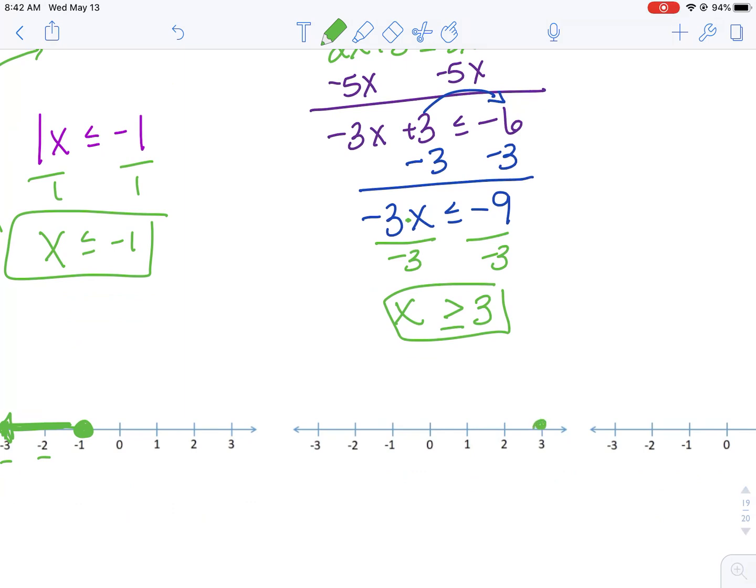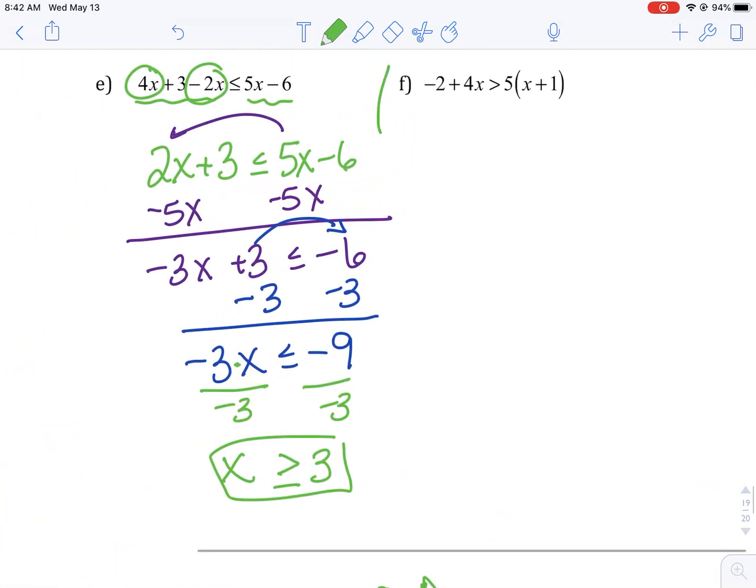Okay, my number line isn't quite big enough, but I'm going to color in that circle 3. Notice to the right would be 4 and 5, and then 2, 1, 0 are to the left. I want to go greater than 3, so that means my arrow is going to have to go to the right.